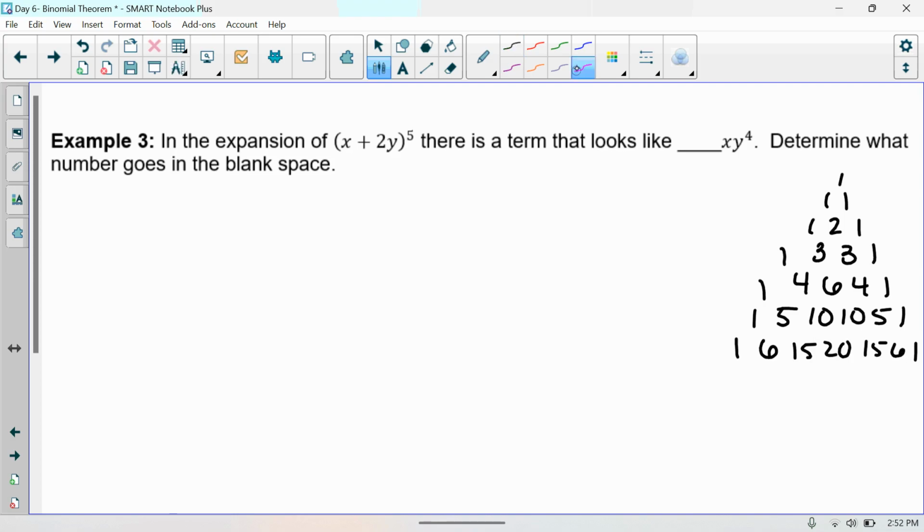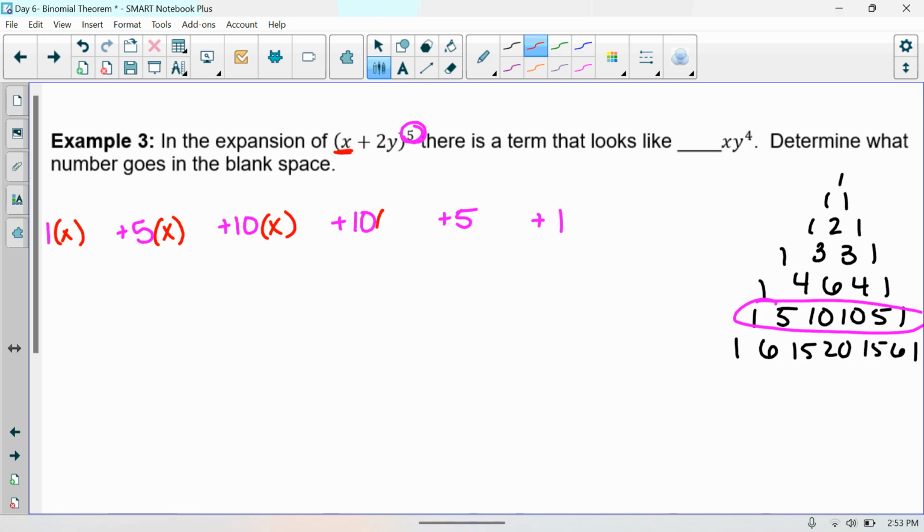Okay. So 5th, 0, 1, 2, 3, 4, 5. Although I don't need to finish it all out, I am going to set it all up just so I know I don't lose anything along the way. So remember, Pascal's triangle gives you your coefficients. Then I have an x. An x goes to every single term.